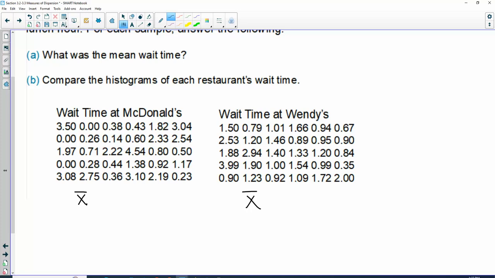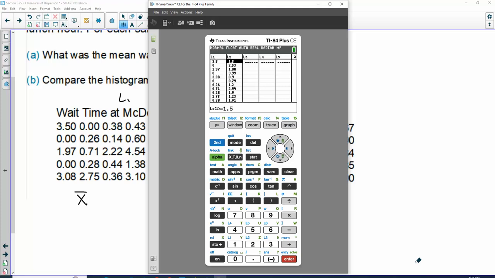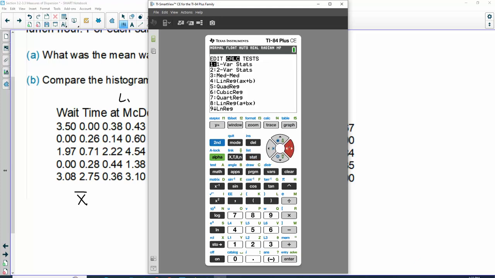What I would do is probably put all the McDonald's in L1 and all the Wendy's in L2, and then we can get both at the same time to get our mean. We could do one at a time, but we also have two sets of data we just entered at the same time. So if you go to stat, calculate, if you want to do both at once, you can go to your two variable statistics. Now my X is set for L1 and my Y for L2. Does everyone have that? Okay, so then we can just go down to calculate.